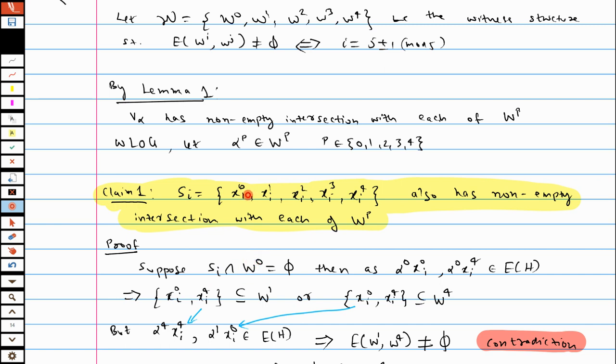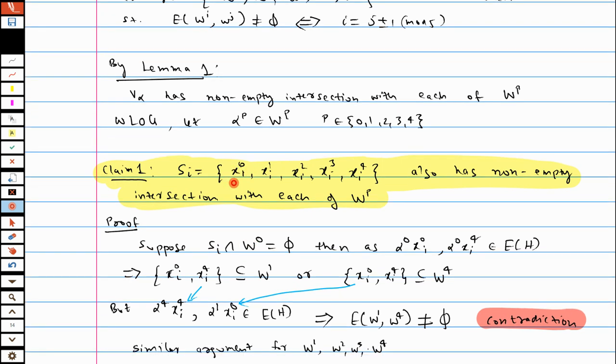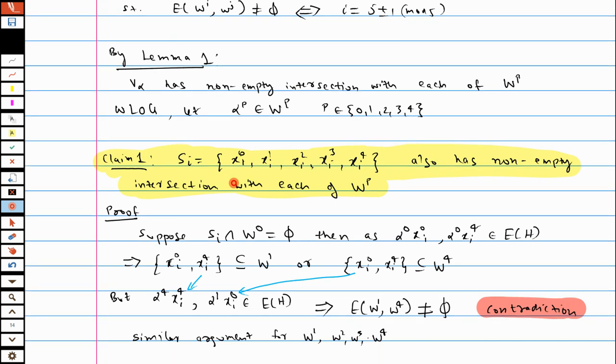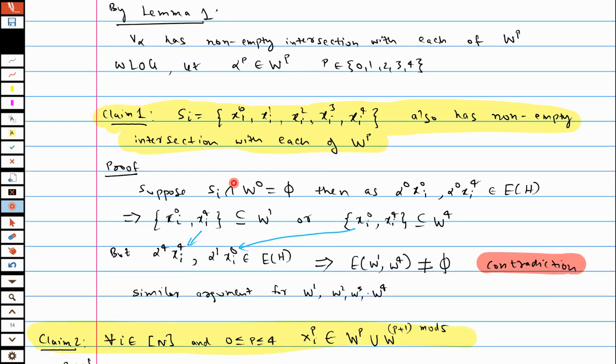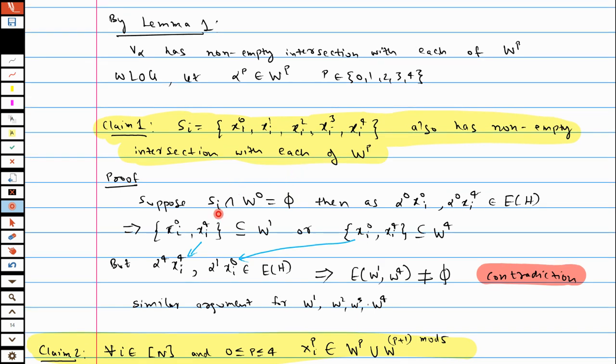Isn't it the same argument as for C5? No, I think this will be shorter basically. And basically this uses lemma one, so I think this can be the same argument also. Yeah, so suppose some Si doesn't intersect with W0, it can be Wp also, but I'm taking W0. So then we can say that, okay, let's again construct the witness set here.